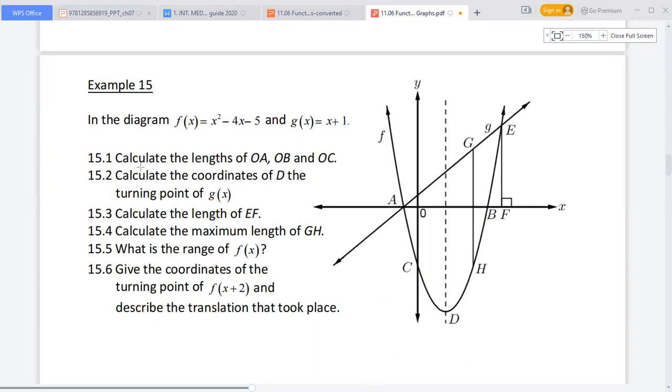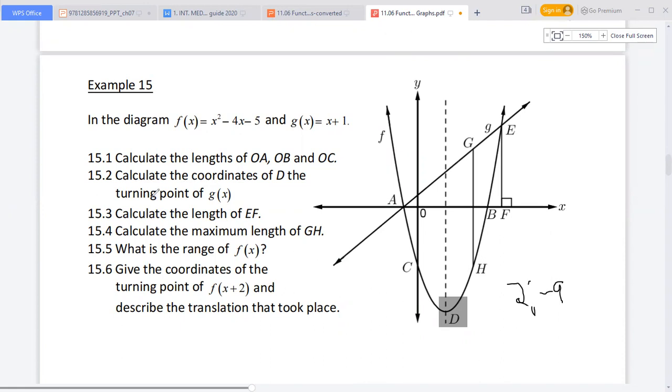And then 15.2 is saying calculate the coordinates of D, right? Where is D? D is our turning point. We can see that D is this point, our turning point. So calculate the coordinates of D. Obviously, you use the method that I just showed you. You use x is equal to negative b over 2a, find the x value, and then substitute it there, and find the coordinates of D. If you are correct, you are supposed to get (2; -9). If you don't get that, then you have something wrong, right? That should be the answer.